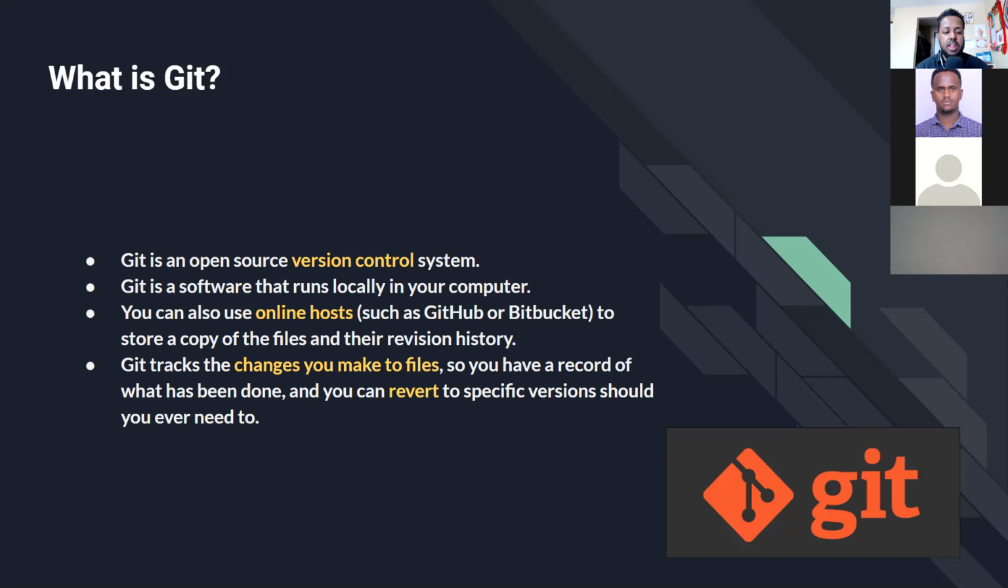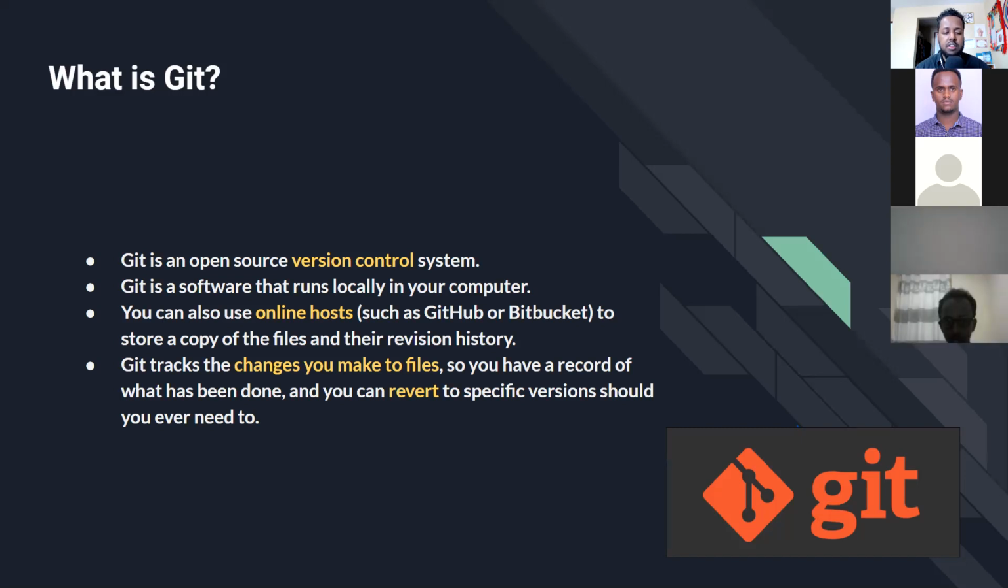So Git is a software that runs locally in your computer. You could also run it in the cloud by using GitHub. You could also use the online hosts such as GitHub, Bitbucket to store and copy files and check their history, the revisions and history.